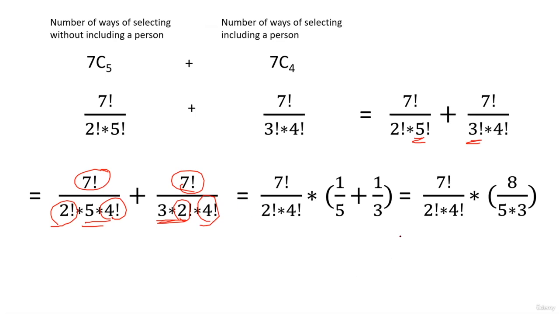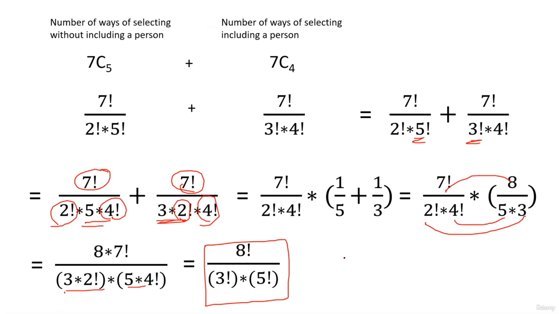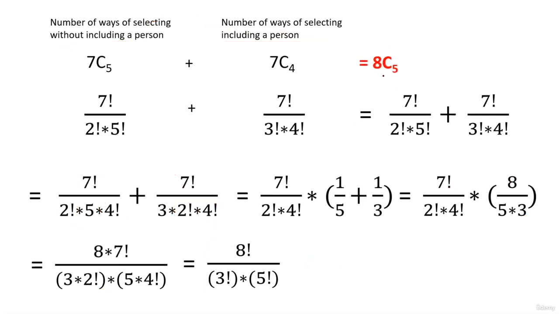Now again guys, ये numerator क्या हो जाएगा, इसका numerator हो जाएगा 8 into 7 factorial, जो कि हो जाएगा 8 factorial. And denominator में 3 into 2 factorial and 5 into 4 factorial again will give you 3 factorial and 5 factorial, right? So it is basically 8 factorial divided by 3 factorial into 5 factorial, right? This is nothing but 8C5. So guys, from here we can make a very strong observation that number of ways of selecting 5 persons without including a person A and number of ways of selecting 5 persons including a person A, this comes out to be the total number of selections 8C5 जो possible थे, right? So total selections basically will be formed by either including a person or excluding a person, right? Okay, and दूसरा चीज which you see from here is guys 7C5 plus 7C4 is 8C5.